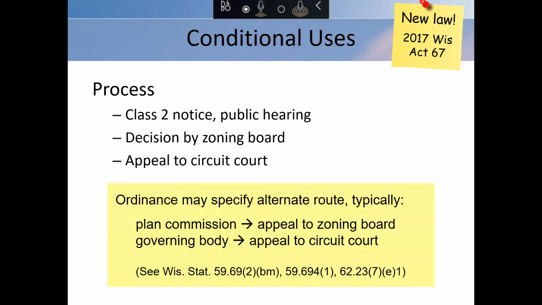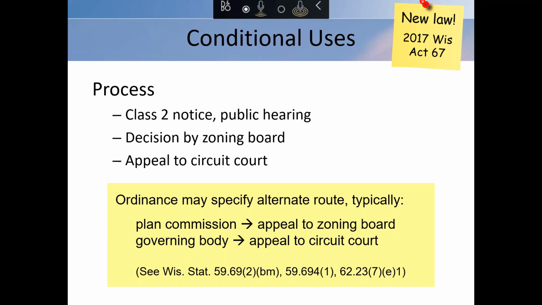The process part of deciding conditional uses under Act 67 is that a Class 2 notice is required, as well as a public hearing. A decision by the zoning board. Act 67 always refers to the zoning board deciding conditional uses, and that's at odds with our other Wisconsin law that allows the governing body, the Plan Commission, or the Zoning Board of Adjustment to grant conditional uses.